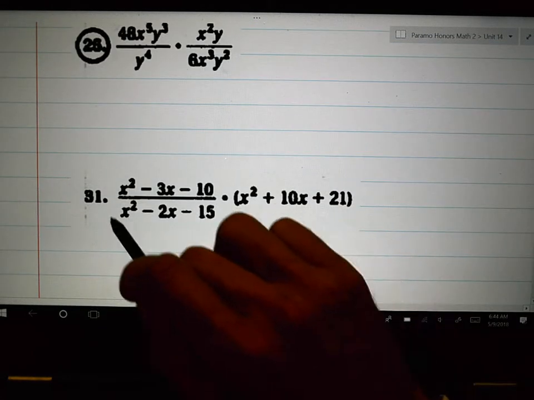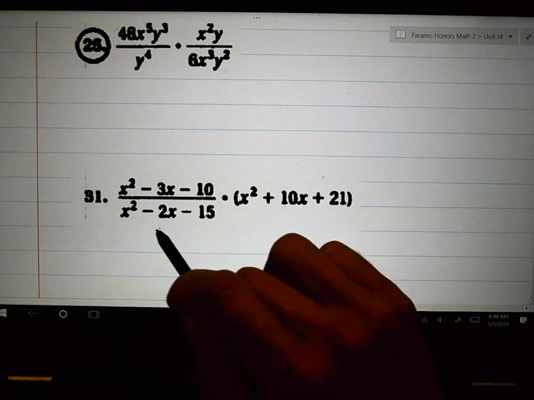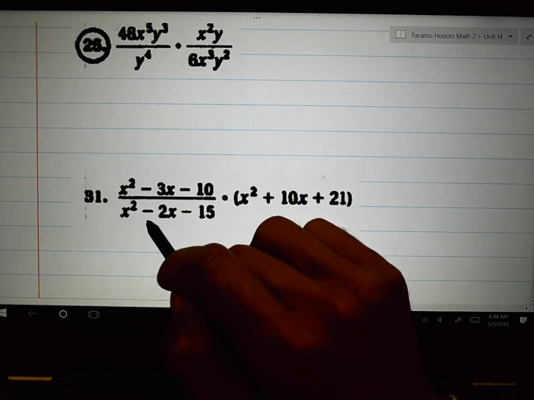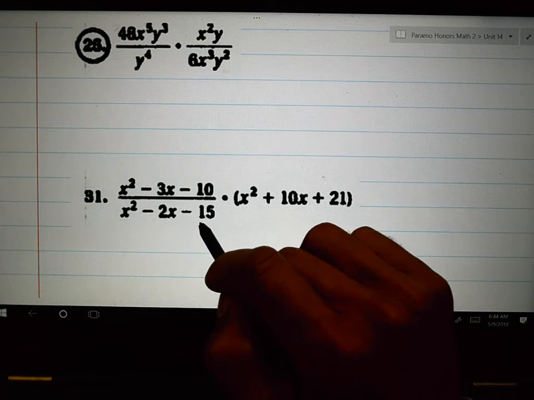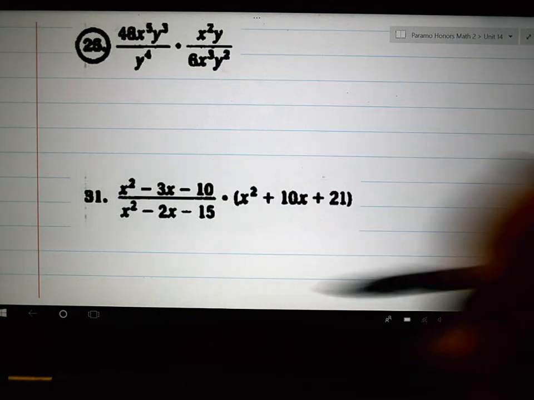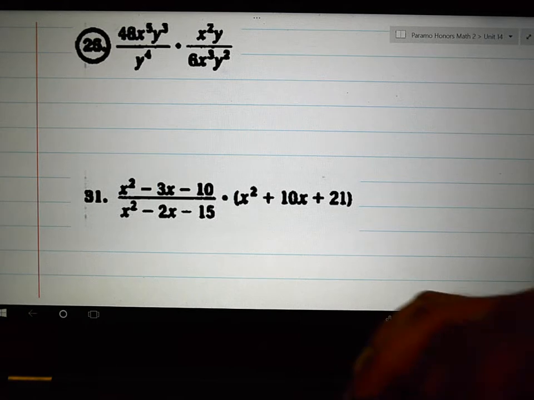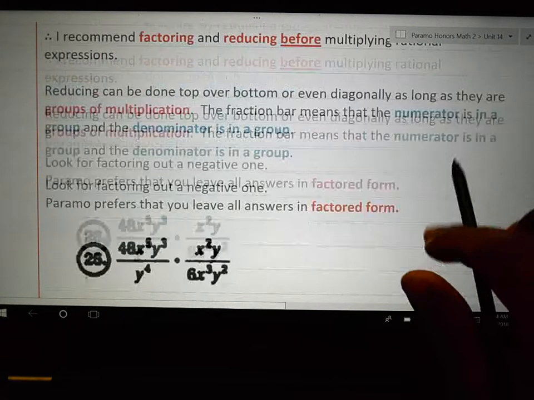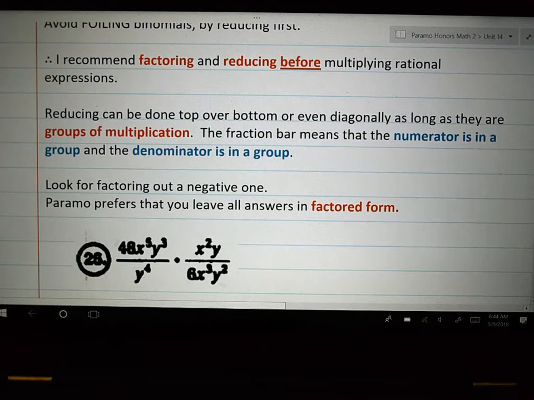This is technically in parentheses. You cannot reduce the x squared and the x squared because it's in a relationship with a minus 2x minus 15. If there was an x squared minus 2x minus 15 up here, then you could reduce, but you can't because it's not the same group of multiplication. I hope that makes sense to you.